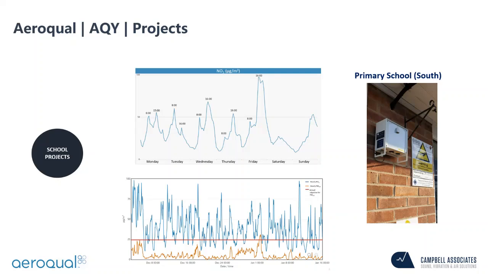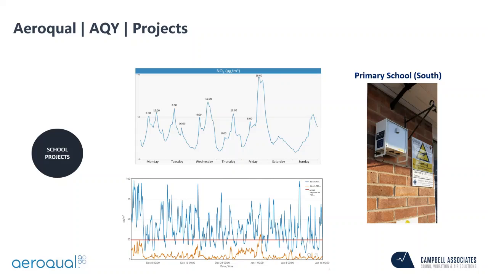Now I'm going to show you some of our case studies and some of the projects that our customers have been working on. The first one is a case study at a primary school. A local authority deployed one AQY at a primary school's facade for 3 months to evaluate the air pollution levels that the children attending that school were exposed to. Here the problem is that the school is located close to a busy junction.